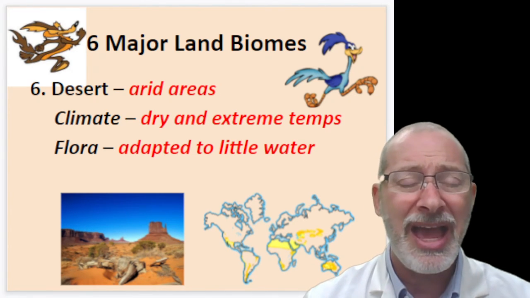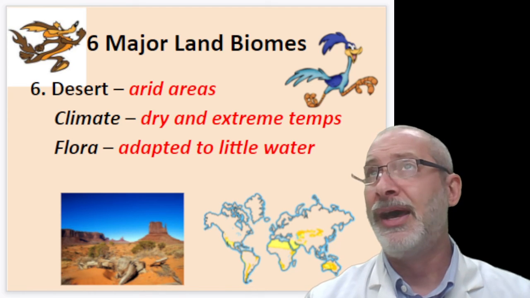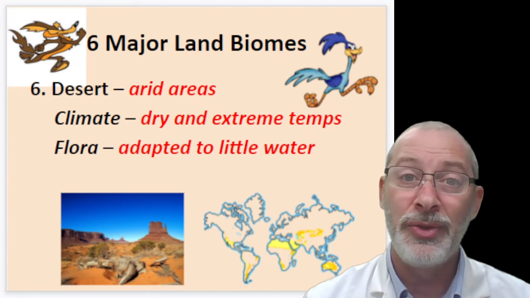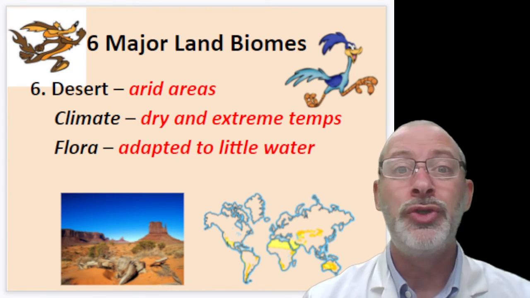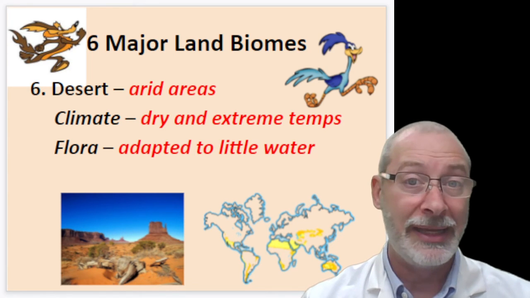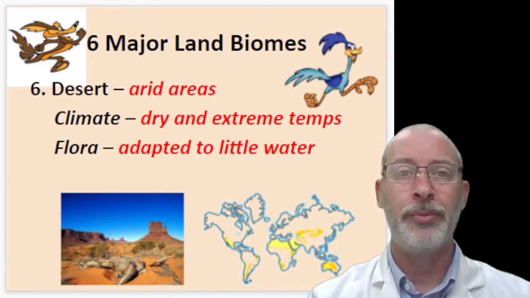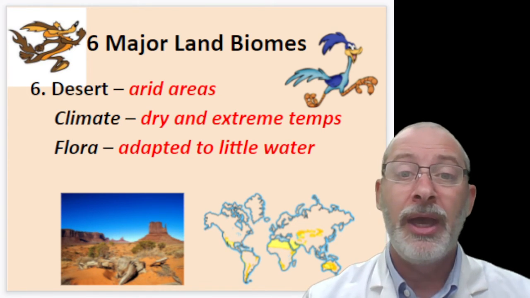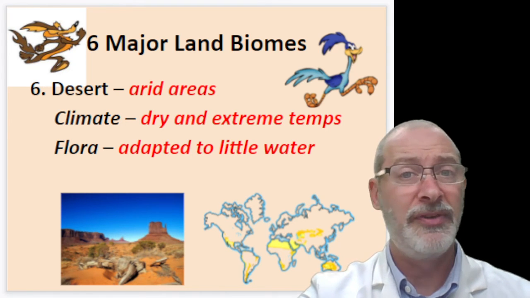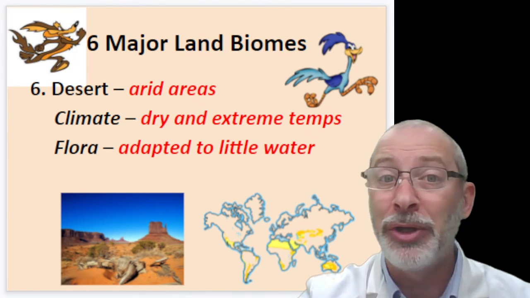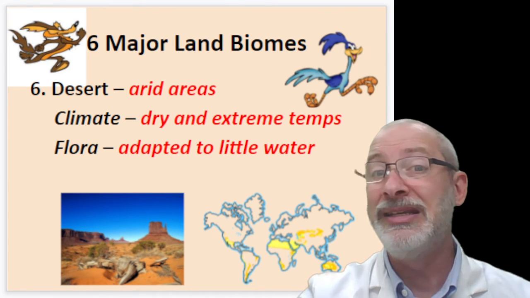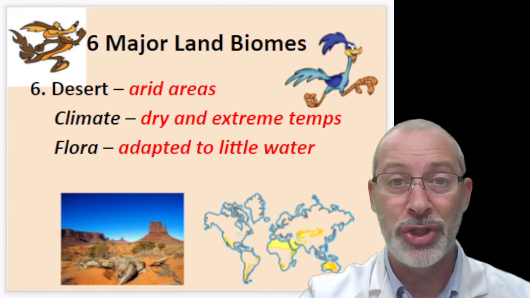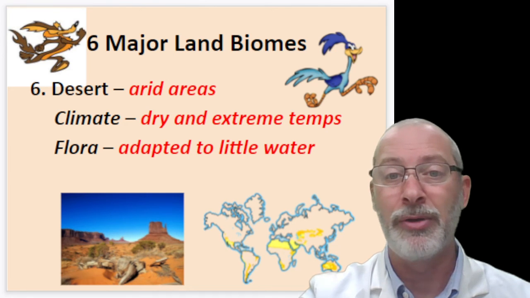So the body of a cactus is like one really well designed canteen that holds on to the water and doesn't allow it to evaporate out of the plant, which we call transpiration. We'll learn more about that when we get to plants in life science. But the bottom line is the flora have to be adapted to very little water. You're not going to find a tropical tree growing in a desert environment because there's just not even close to being enough moisture to support the life of a tropical plant.